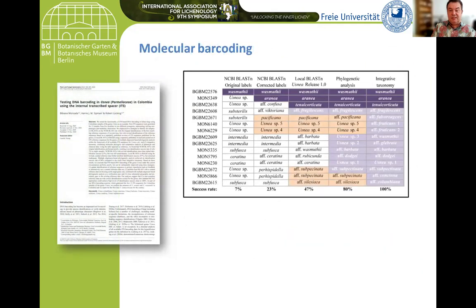And I just give you one example when we try to employ molecular barcoding. So in this case, we used Usnea in Colombia, and we compared the result of just barcoding by blasting against GenBank sequences, which is the first column. And then integrative taxonomy, where we combined multi-sequence alignment, phylogeny, morphology, chemistry, anatomy, and type studies to arrive at the best possible identification. And when we set this to 100%, we see that the simple barcoding approach only gets 7% of this level.